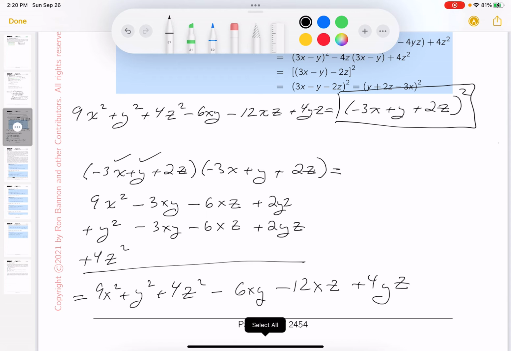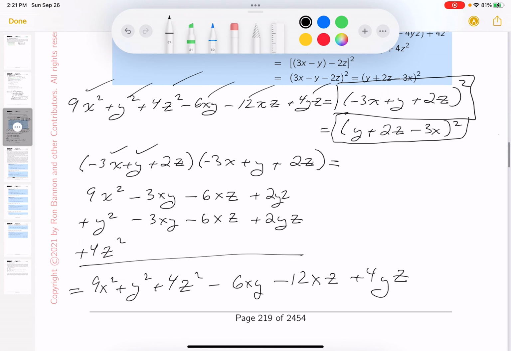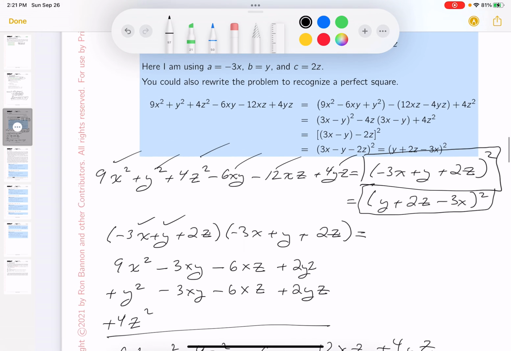And am I getting what they said I should get? Yes, yes, yes, yes, and yes. So that's a good looking answer. Other things you could do is jumble this around if you want. You could write this as y plus 2z minus 3x. That's the commutative property of addition. And there's other combinations you can put down over here. But certainly if you're looking at an answer key, you might be a little concerned about another answer that's listed.